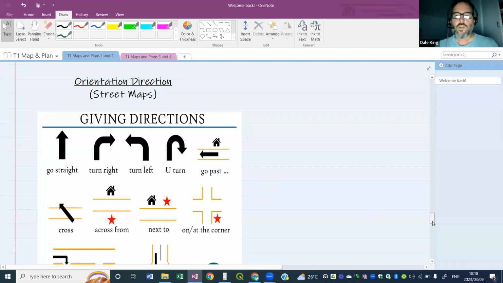You can say cross, which means you're going to cross the road, go over the road to the other side, from one side of the road to the other, or one side of the path to the other. You can say across from, so you can say your destination, which is the red star, is across the road from a specific building. You can say your destination is next to a specific place. You could say your destination is on or at the corner of two streets. Or you can say when you get to the intersection, your destination is on the corner of the intersection. So you can use the words on or at the corner.